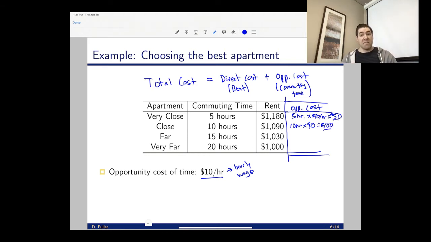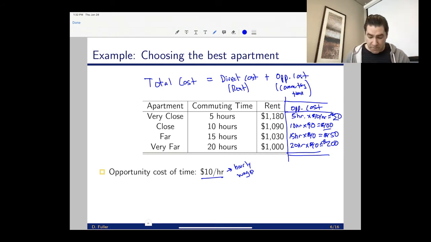Each time I'm basically adding $50, because I'm adding 5 hours of commuting time. So I go from close to far, I've got 15 hours of commuting times $10 an hour, and I have $150 of total cost in commuting. If I go all the way to very far, the commuting time is quite high now, 20 hours times $10 per hour. I've got $200 in total commuting cost. So now that we've calculated the opportunity cost of each apartment, we can calculate the total cost.